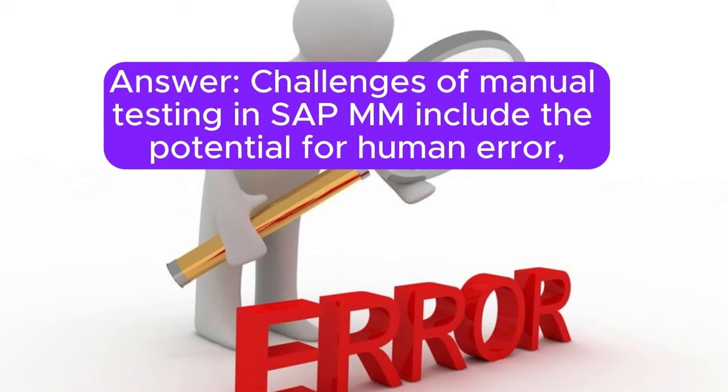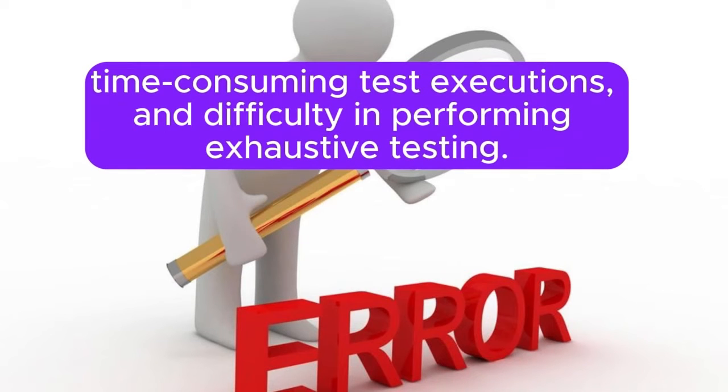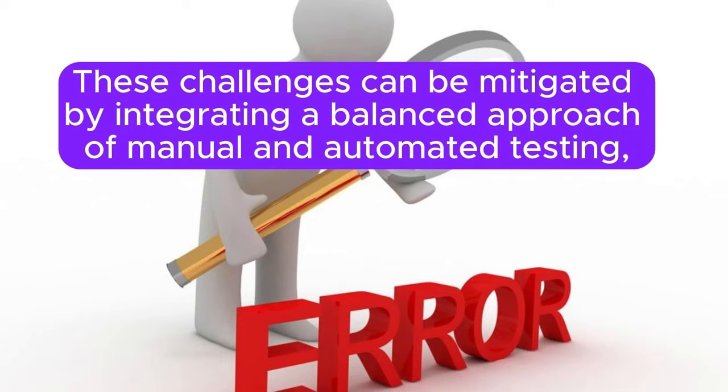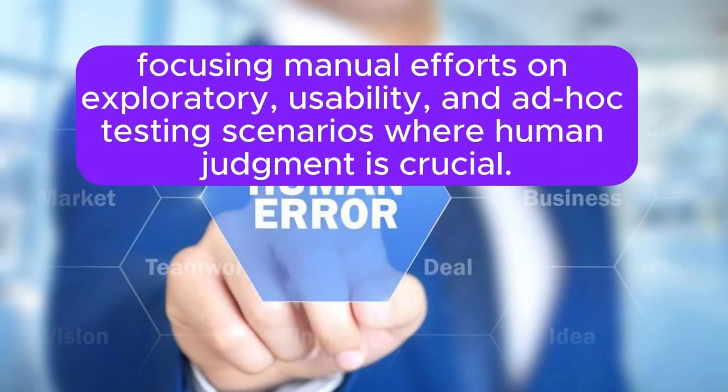49. What are the challenges of manual testing in SAP MM, and how can they be mitigated? Answer. Challenges of manual testing in SAP MM include the potential for human error, time-consuming test executions, and difficulty in performing exhaustive testing. These challenges can be mitigated by integrating a balanced approach of manual and automated testing, focusing manual efforts on exploratory, usability, and ad hoc testing scenarios where human judgment is crucial.